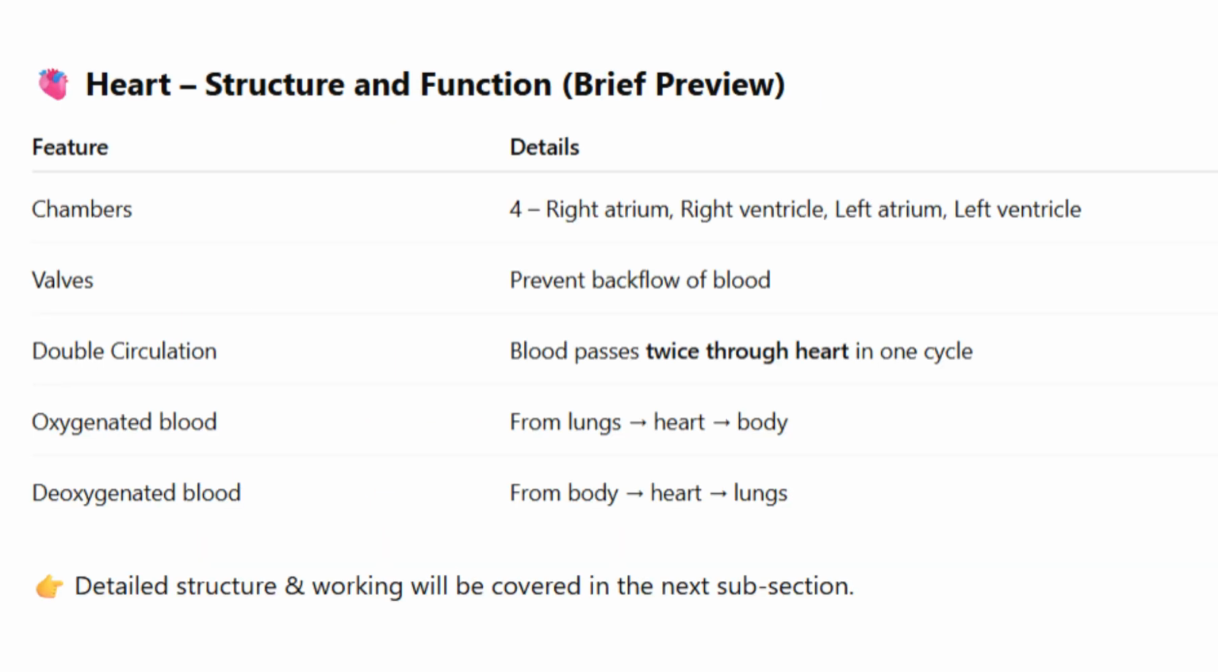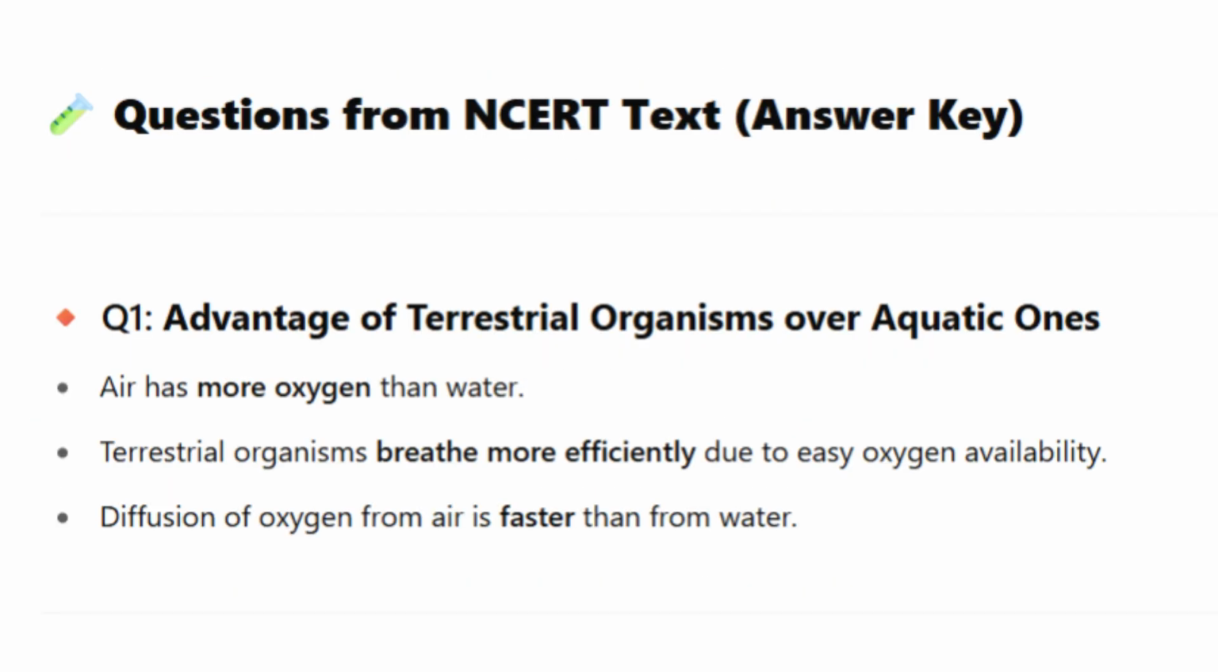Heart, structure and function, a brief preview. Feature details. Chambers: 4. Right atrium, right ventricle, left atrium, left ventricle. Valves prevent backflow of blood. Double circulation: blood passes twice through the heart in one cycle. Oxygenated blood goes from the lungs to the heart to the body. Deoxygenated blood goes from the body to the heart to the lungs. Detailed structure and working will be covered in the next subsection.